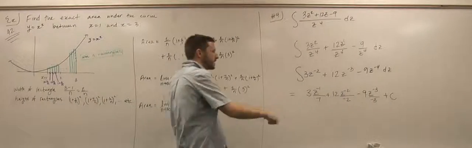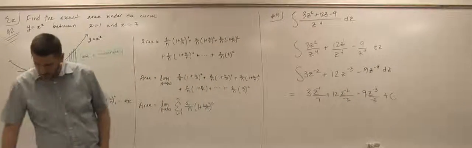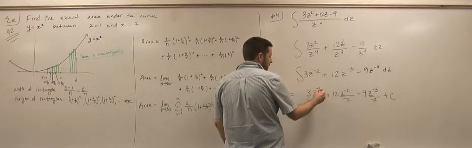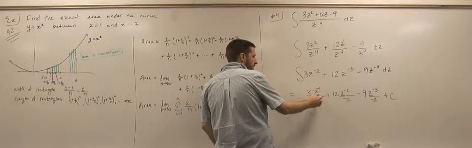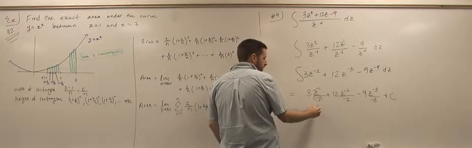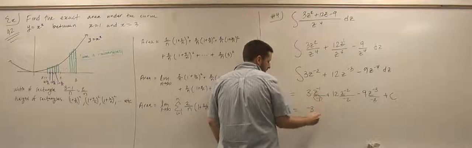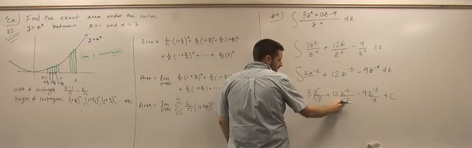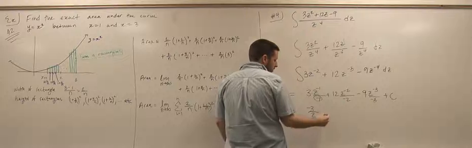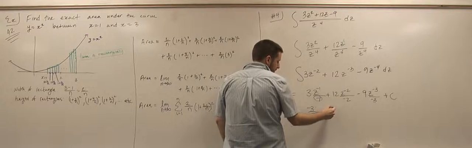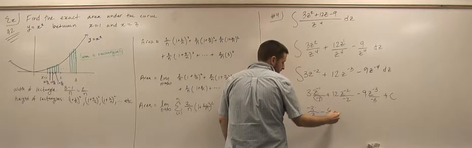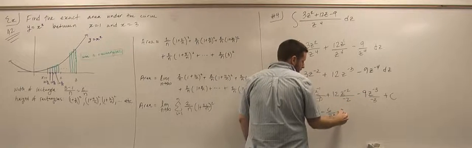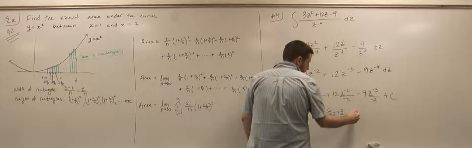So then if you rewrite this, it looks like the answers have fractions in them, so I would change those negative exponents into fractions. This would be z goes to the bottom, but it's negative, so you'll have negative 3 over z. And then this 12 over negative 2 is, I guess, minus 6 over z squared. And then negative 9 over negative 3 is plus 3 over z cubed. Plus C.